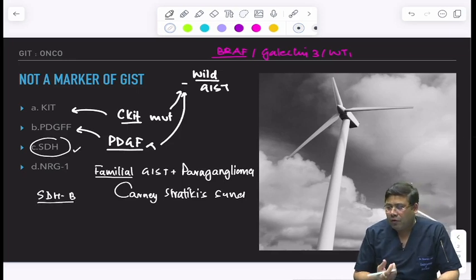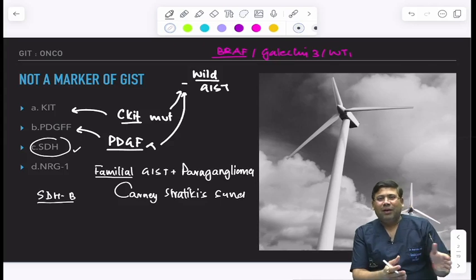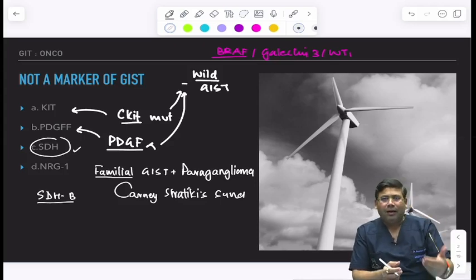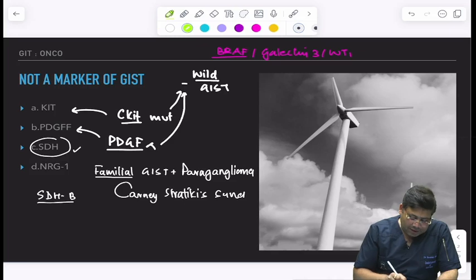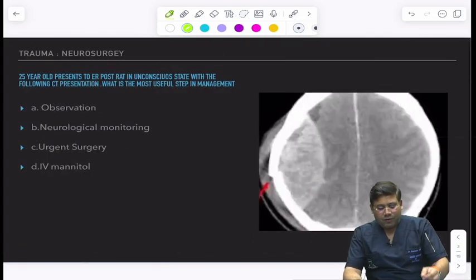Apart from that, we have DOG1. This question has been asked many times in NEET-PG as well, and it can be asked again. But remember, NRG1 is not a marker for GIST. Let us go to the next question.